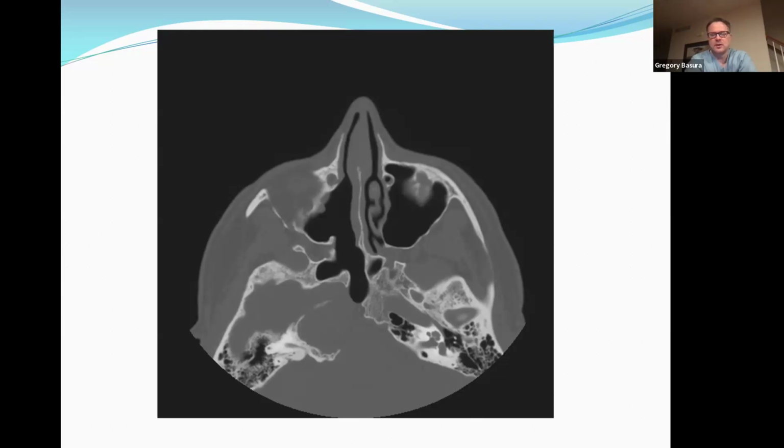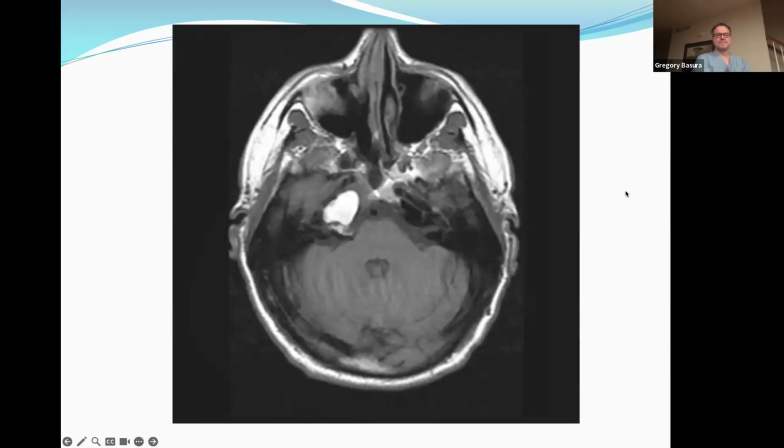Okay. We'll come back to that in a little bit. So what if the patient says, I really want to get an MRI? Okay, you get one. And so you get this MRI and this is what you see.